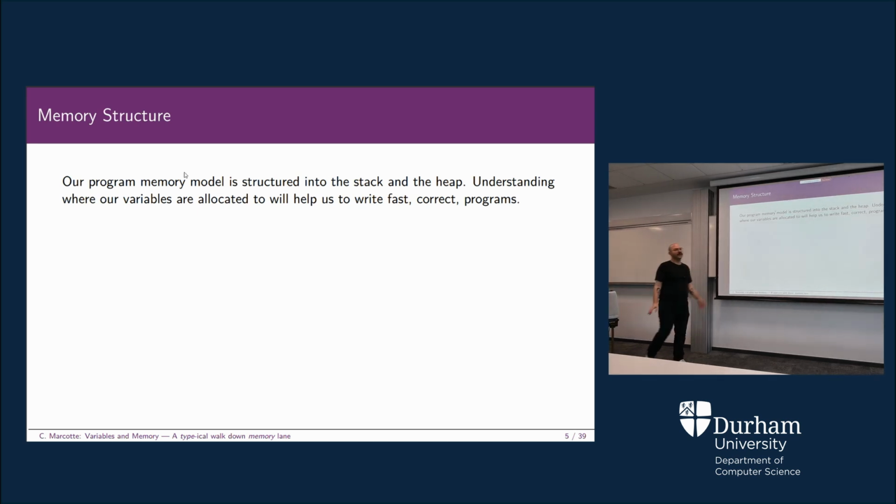Now, when we reason about our program, when we write our program and we make allocations in that program, we are writing to memory, but we think about this in terms of two different types of memory, the stack and the heap. Understanding where our variables are allocated to will help us to write fast, hopefully correct programs.